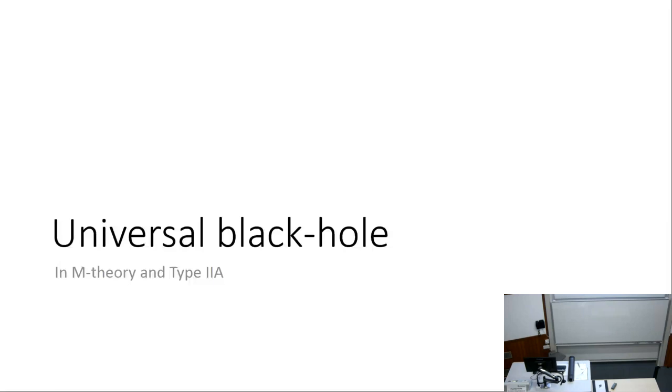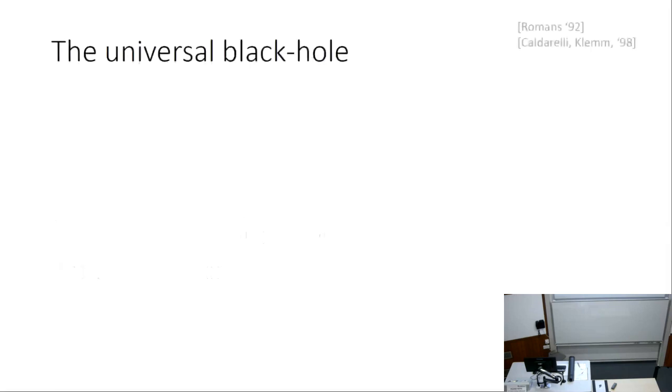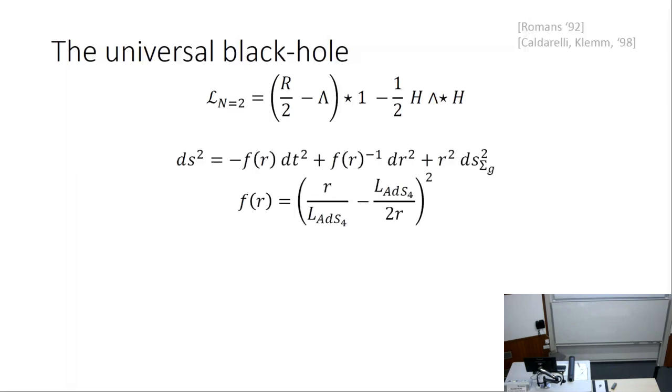So the main star of the show are these universal black holes, and they uplift in M-theory and Type IIA. These universal black holes are a solution of pure N=2 supergravity in 4 dimensions. They are solutions of this form, so you can see that you have some kind of horizon here at r equal L_AdS4 over 2, and when you go to infinity, this metric goes back to an AdS4 metric.